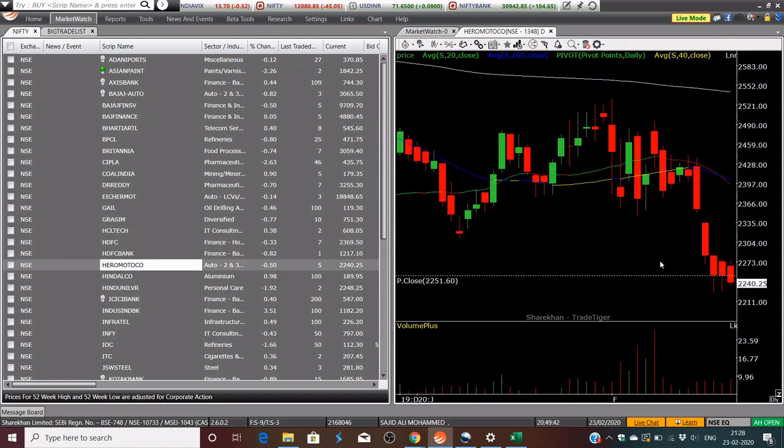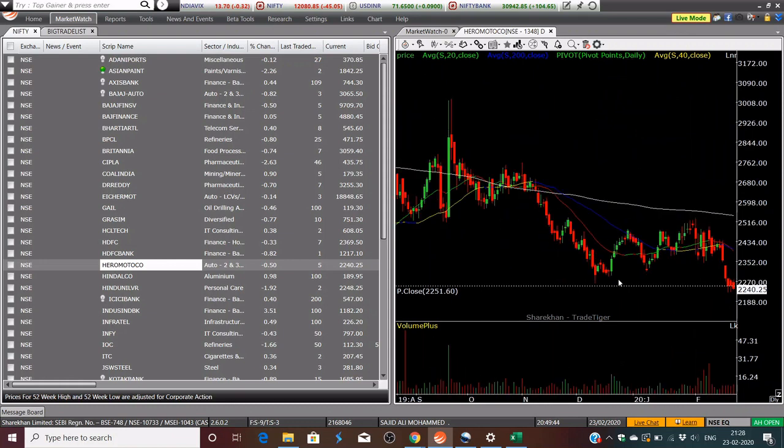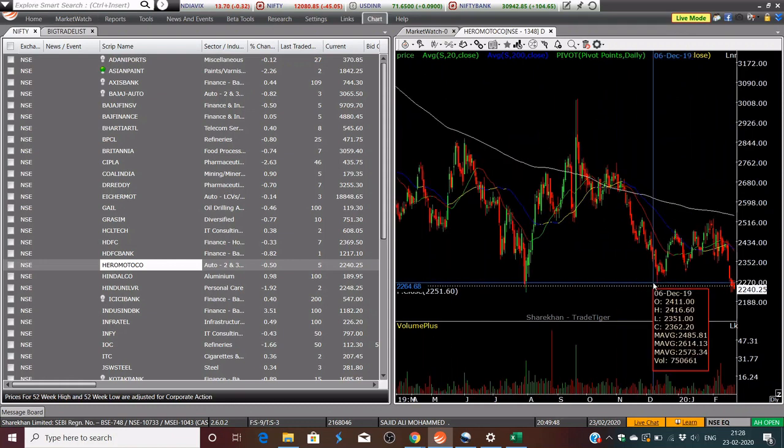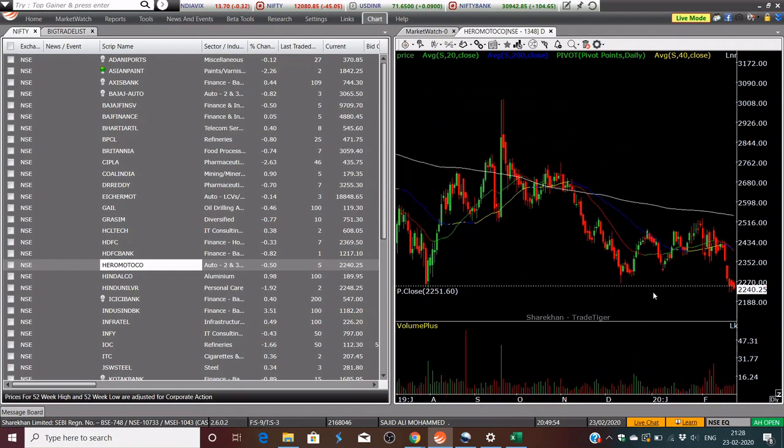Hero MotoCorp, broken the zone, it's going down. This we have identified in the last, and this is the final support. If it breaks this level, then it can go down further, so watch for the short entry on this.